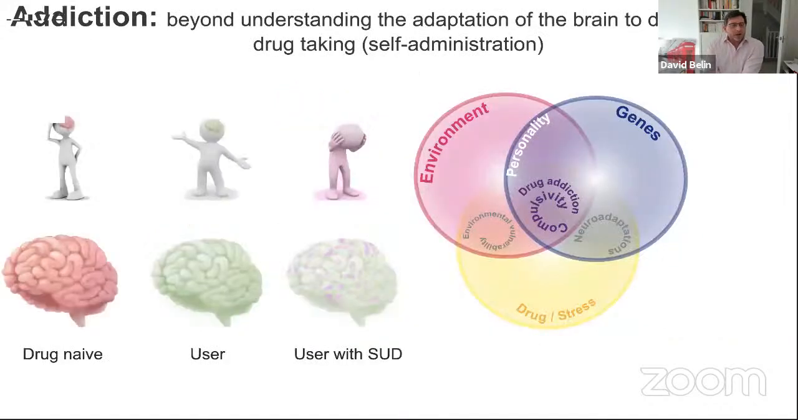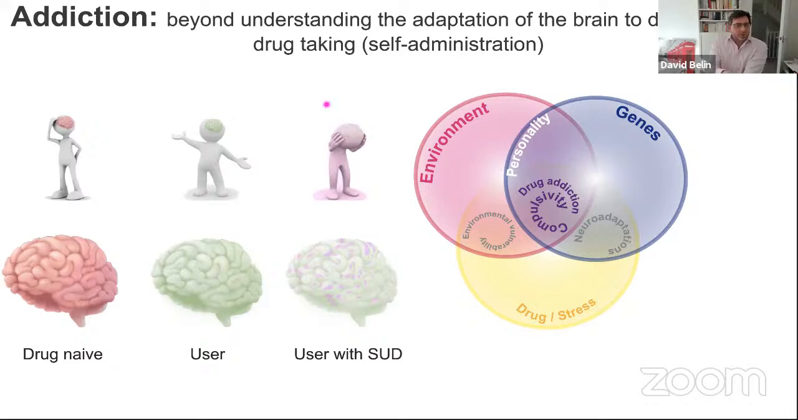So clearly, addiction is not just about the effects of drugs on the brain, right? It's beyond understanding the adaptation of the brain to drug exposure. Because if we compare individuals like myself, I do like whiskey and I do drink whiskey, to drug-naive individuals, we will understand the effects of whiskey exposure on my brain. But I hope, perhaps I've got insight deficits, but I hope I'm not an alcoholic. So that would tell us very little about the brain basis of addiction.